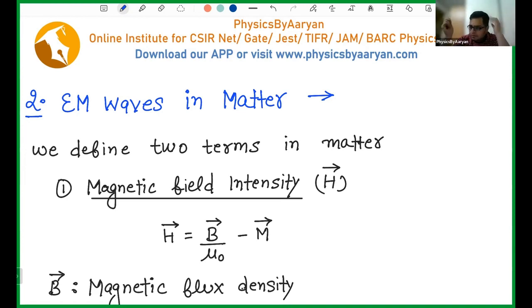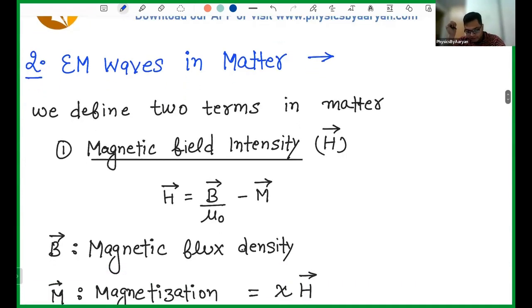Materials can be of many types, but here I want to refer to two types of material. I want to divide my material by two properties: magnetic properties and electrical properties. If I divide my material by magnetic properties, then I call them magnetic materials. And in terms of electrical properties, they are dielectrics, let's say insulators.